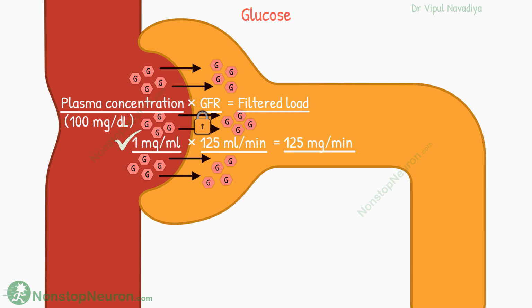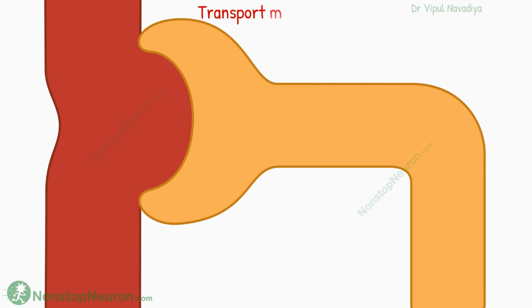So to keep the subsequent discussion simple, we will assume that GFR is fixed at 125 milliliters per minute. So filtered load of glucose is directly proportional to the plasma concentration. In short, in our subsequent discussion, we will consider changes in plasma concentration only, not in GFR. On that note, let's see the concept of transport maximum.